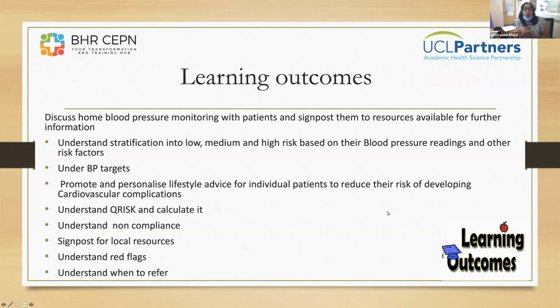So this is what I hope you're going to get out of today. It seems like multiple outcomes, but really it's understanding the stratification and how we are dividing them into low, medium, high risk, understanding targets, looking at a bit more personalization of care and what are the key components of that, understanding what QRisk is, calculating it. And this is particularly for the HCAs that are seeing these patients, understanding the concept of non-compliance, what are your local resources, the red flags, and related to that, when do you refer? When can you refer patients?